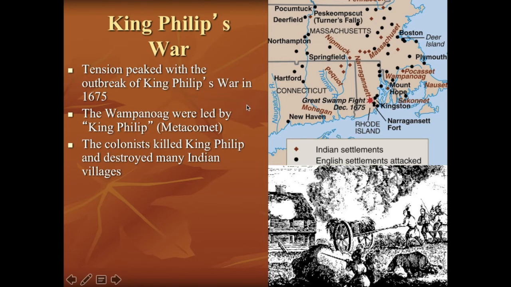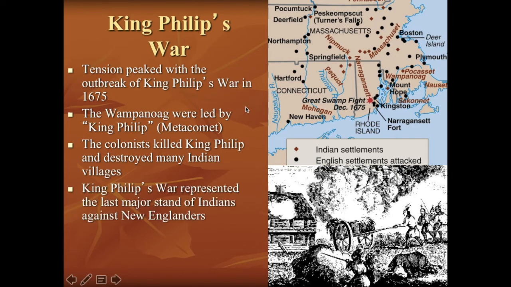And so the big deal about King Philip's War, the big significance of it, is that it's going to represent the last major stand of the Native Americans against the New Englanders. In the end, the English are going to dominate New England, and the Native Americans are going to be driven out, just like what happened in the Virginia area and the Chesapeake area further south.